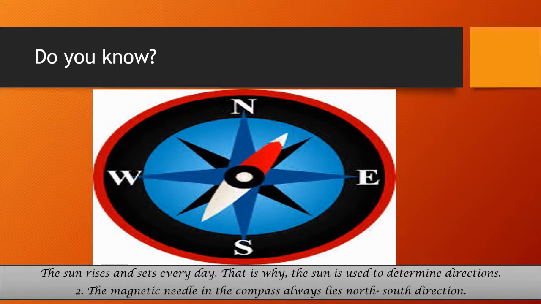The sun rises and sets every day. That is why the sun is used to determine directions. The magnetic needle in the compass always lies in the north and south direction.